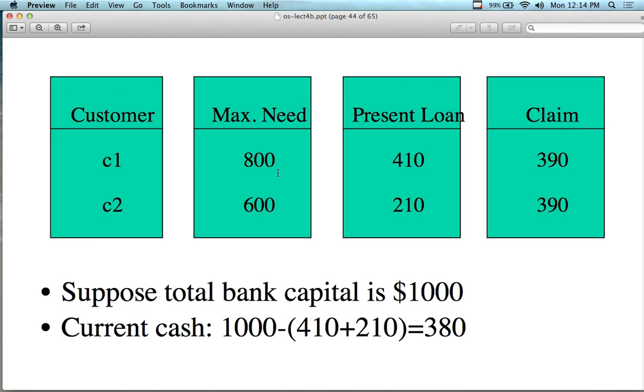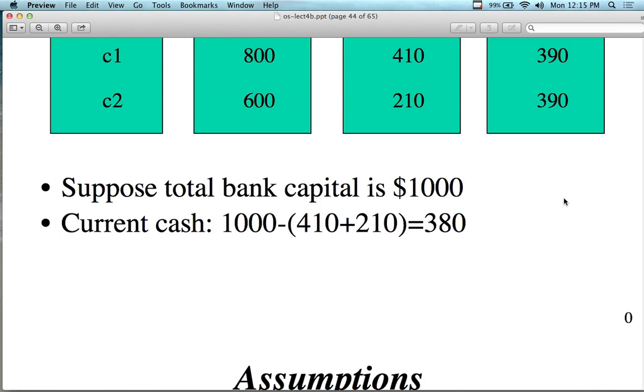So we have customer 1 and we have customer 2. Customer 1 needs $800. Customer 2 needs $600. The present loan amount is $410 and $210, and the claim is $390 and $390. It's the same claim. So suppose the total bank capital is $1,000. We can't do both. So current cash is $1,000. It's only $380. We can't even do either one, actually. We have to wait for someone to pay something back.